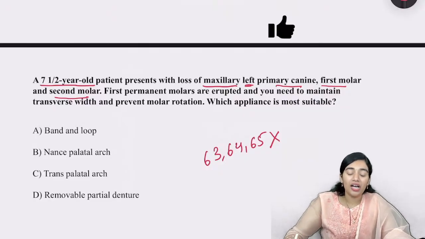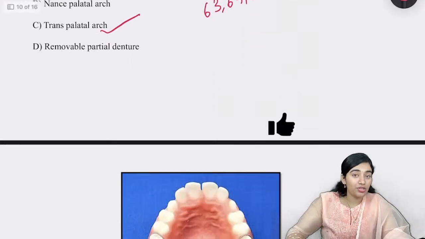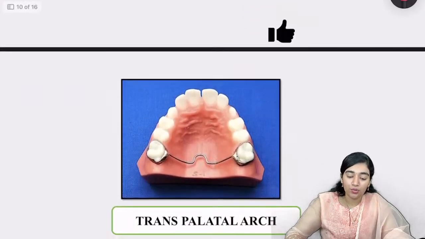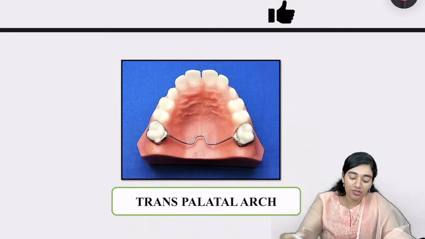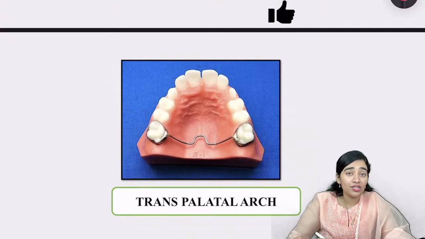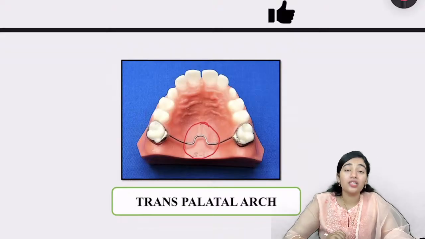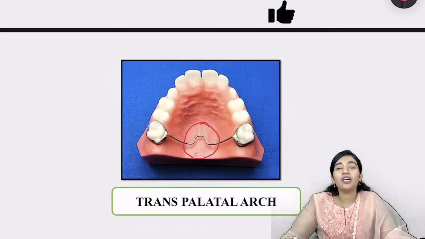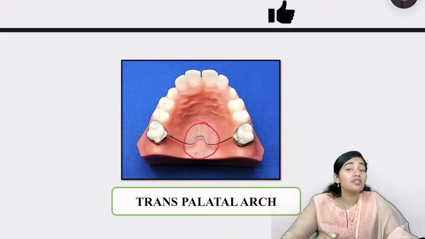So here we go with the answer. Transpalatal arch is the right answer for this case. Why? I'll show you the design of the transpalatal arch so that you will understand it way better. As you can see, this is our transpalatal arch, which is a bilateral fixed appliance again. But can you note a U-loop here? This is an active appliance, unlike the other space maintainers we have seen, which are passive appliances. They will not create any tooth movement as such, but here it's an active appliance where a U-loop is incorporated.